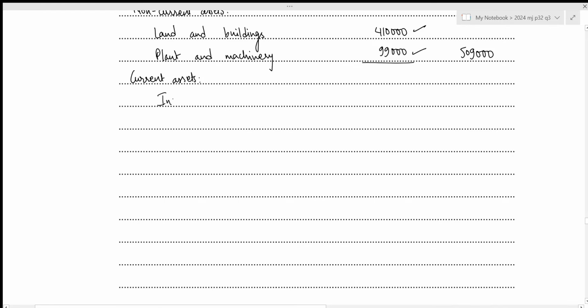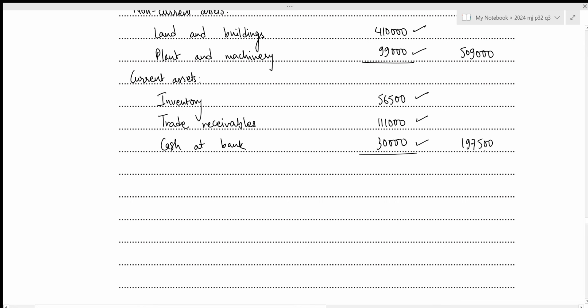We first have the inventory of 56,500. We then have the trade receivables of 111,000. We then have cash at bank, which is of 30,000. Now let's calculate the total. That will be 56,500 plus 111,000 plus 30,000, which results in 197,500. Then we can calculate the total asset. That will be 509,000 plus 197,500, which results in 706,500.